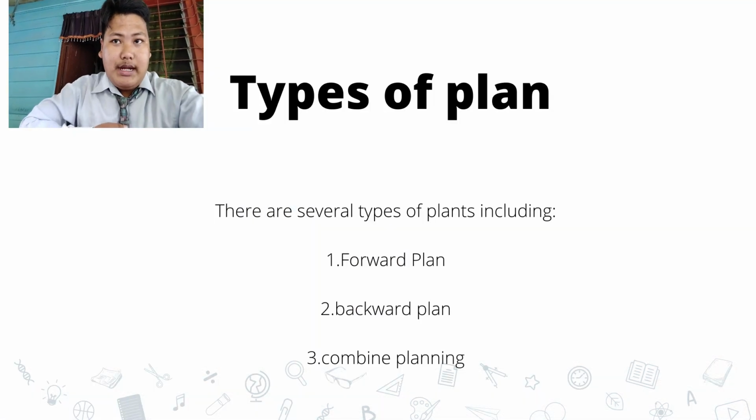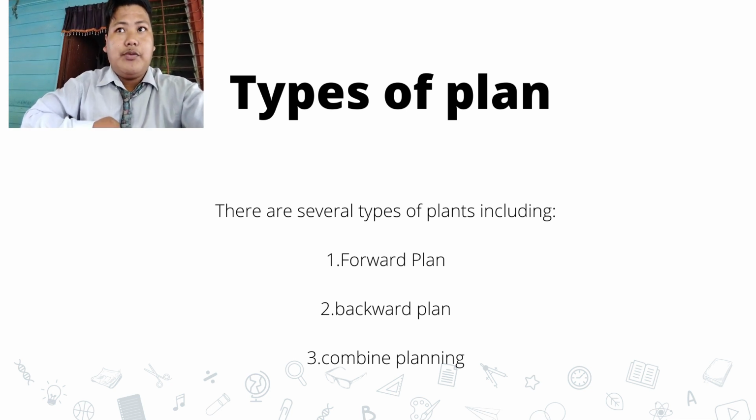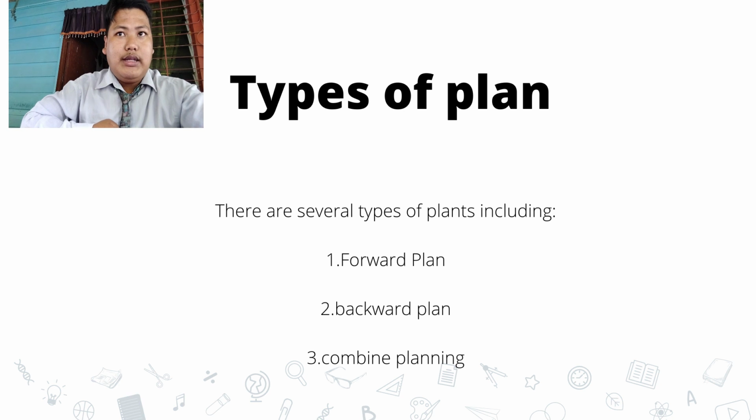Currently in planning there are 3 types of plans. The first one is forward planning. A planner starts from the initial event and builds up the events and activities logically and sequentially until the end event is reached. What event comes next? What are the planned events? What events can take place concurrently?